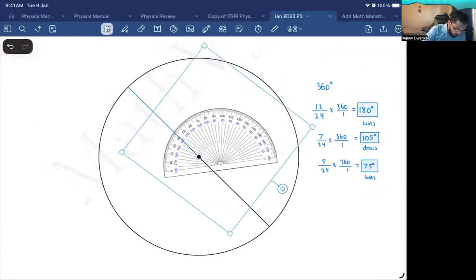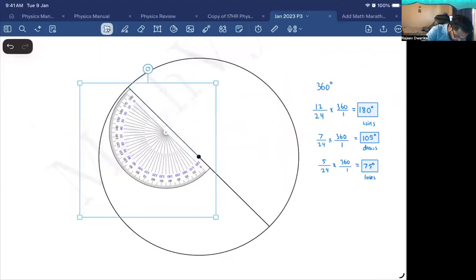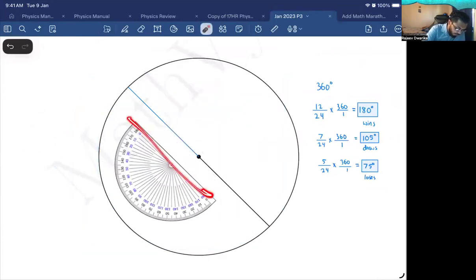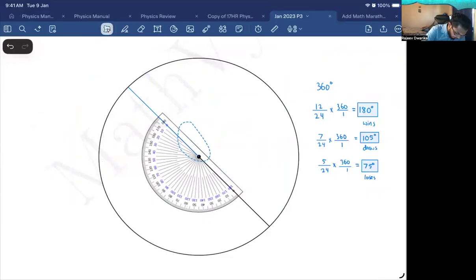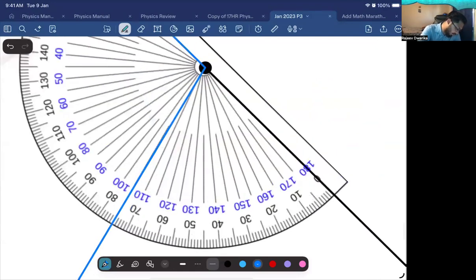To figure that out, I'm going to take my protractor and flip it around, take the flat edge and line it up over here. And I'm going to measure 105 degrees. Let me do that one first. I want you all to tell me when to stop. Stop over here.